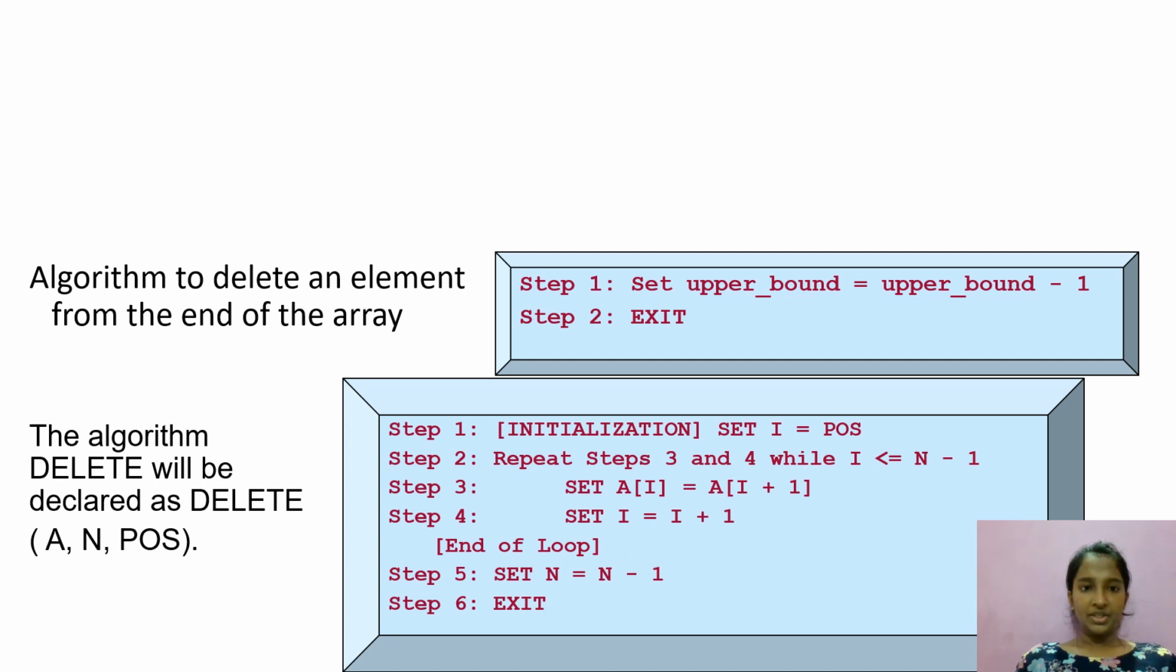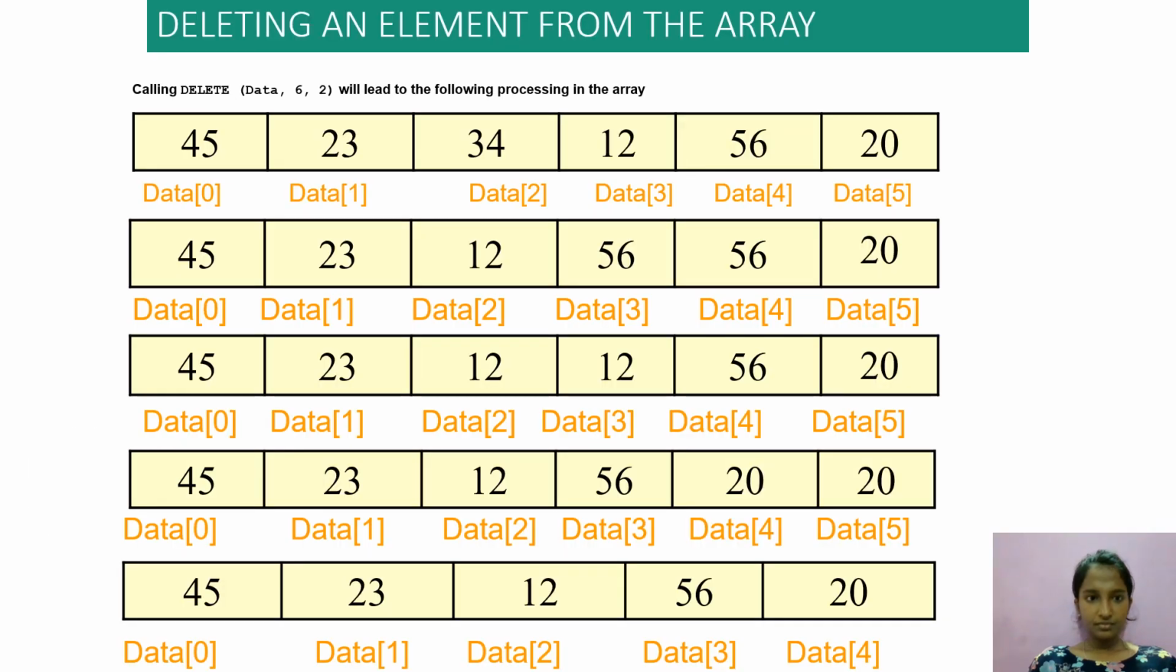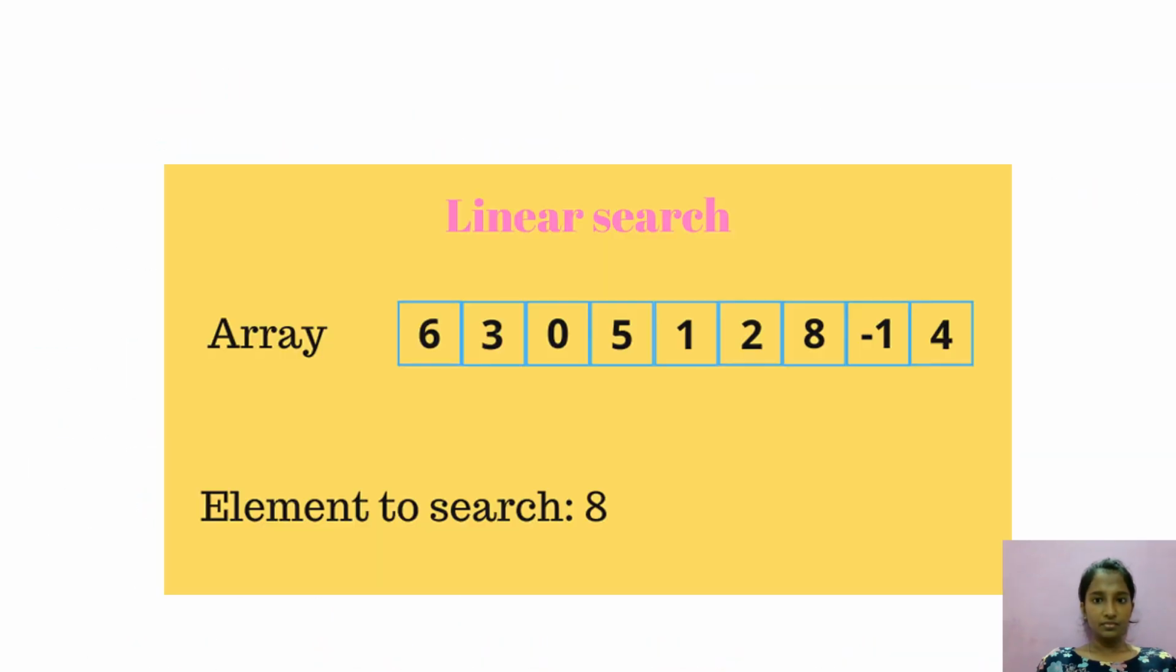The algorithm to delete an element from the end of the array is: step 1, set upper bound equal to upper bound minus 1, and step 2 is exit. Here is the algorithm to delete; delete will be declared as DELETE. These are some of the programs.